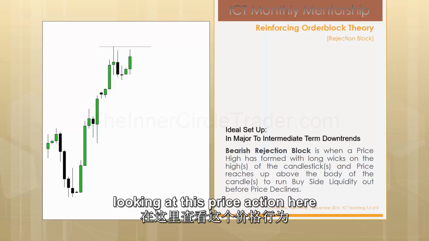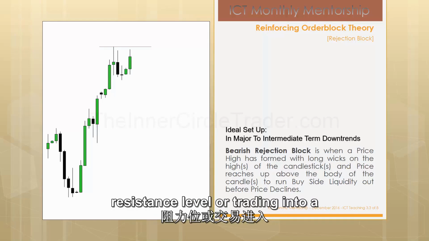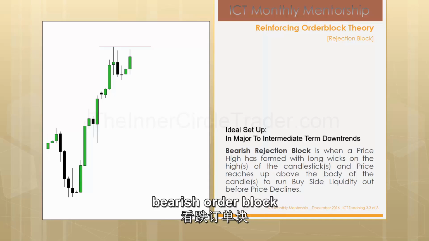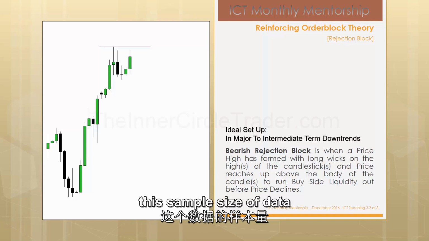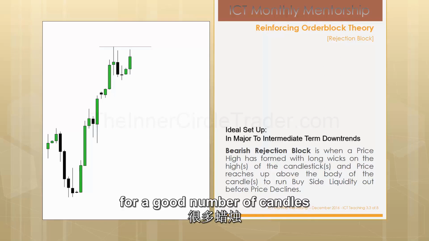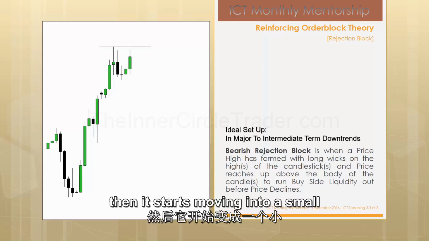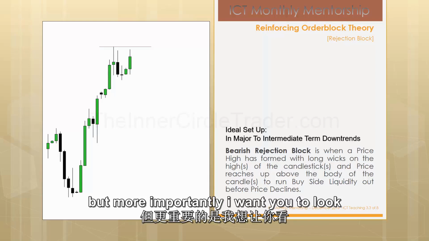Okay, and looking at this price action here, if this is near an overall longer term resistance level or trading into a bearish order block or an old low that may not be seen in this sample size of data, but as you can see, price ran up higher for a good number of candles. Then it starts moving into a small consolidation. But more importantly, I want you to look real close.